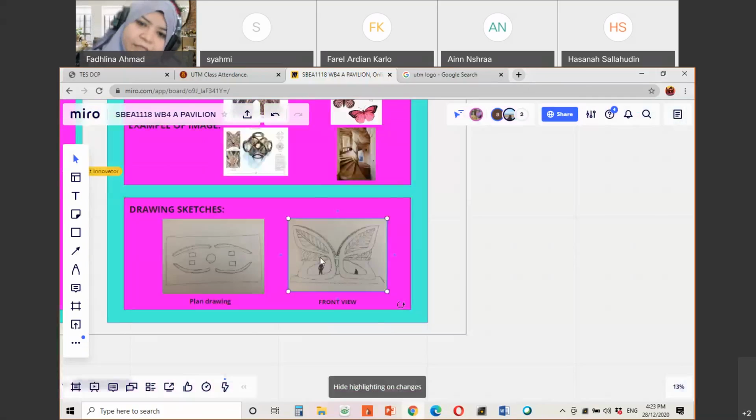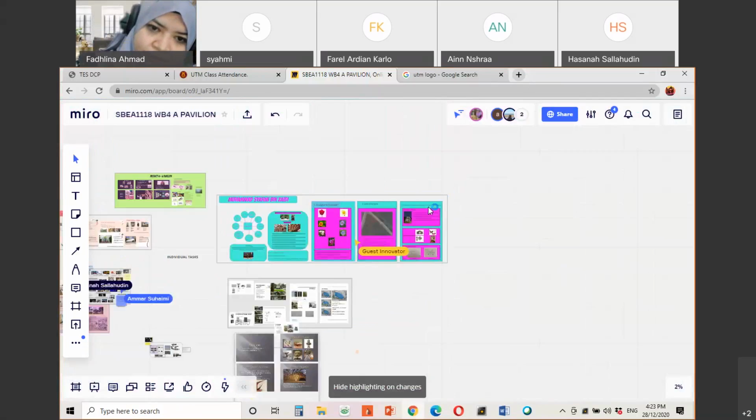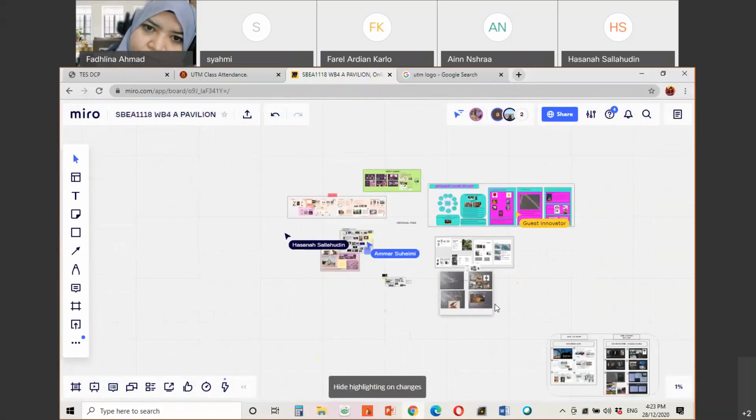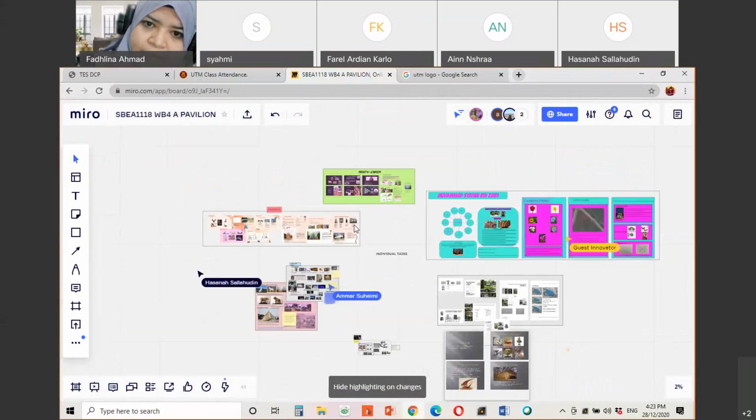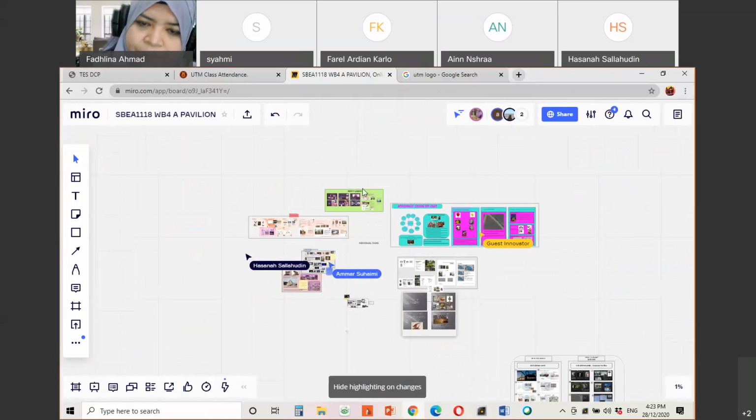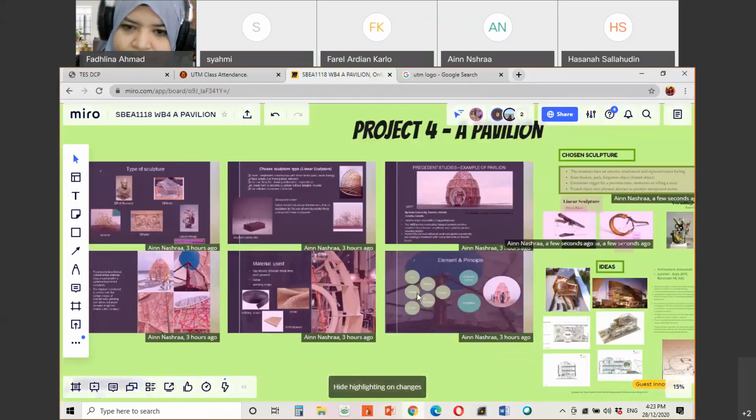Right. Okay. Who else? This one already. This one also. I think we are left with Eins. Eins design, right? Okay, Eins. Last one.